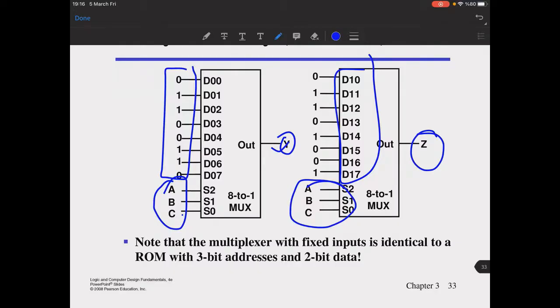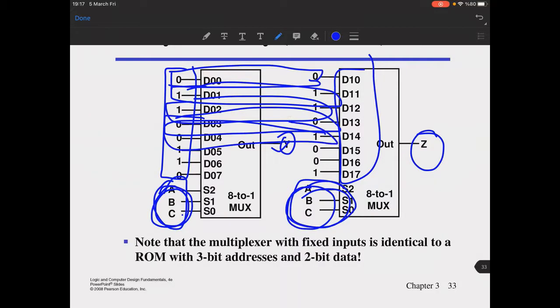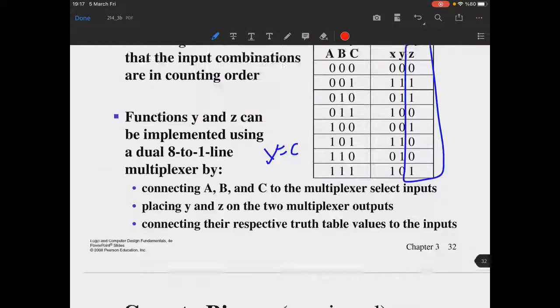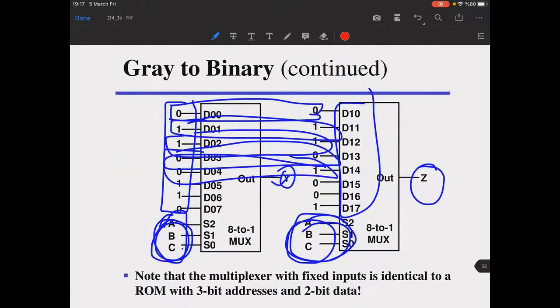Now this, with its fixed inputs, looks identical to a read-only memory with 3-bit addressing, where you do this addressing with 2-bit data here. Okay, these are your data, 2-bit. At any given time, these 2 bits are addressed for the output. You see, so this is your 2-bit data here, 2-bit data here, and it looks like a read-only memory approach to this design.